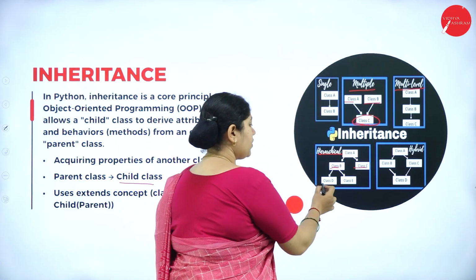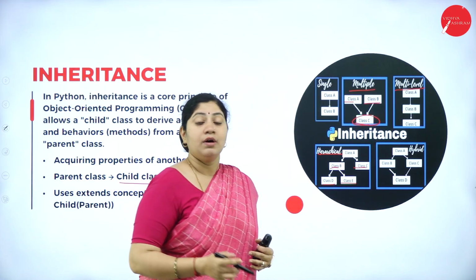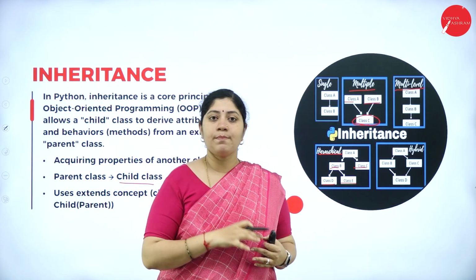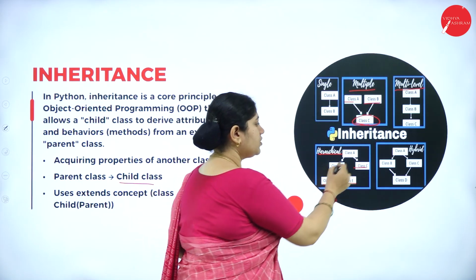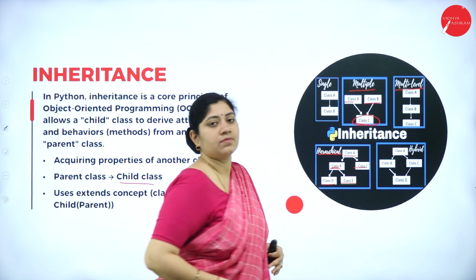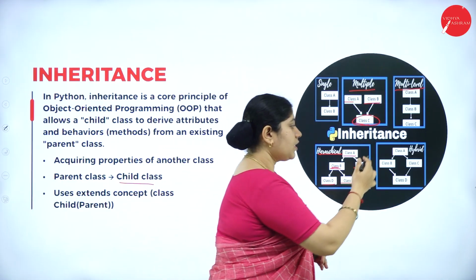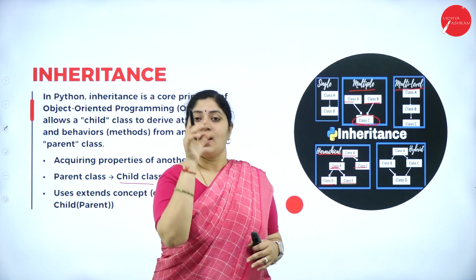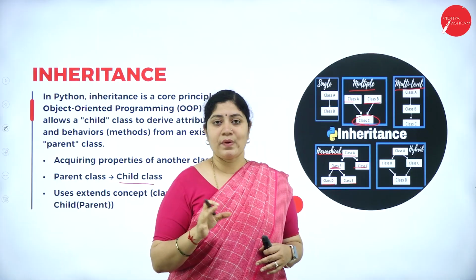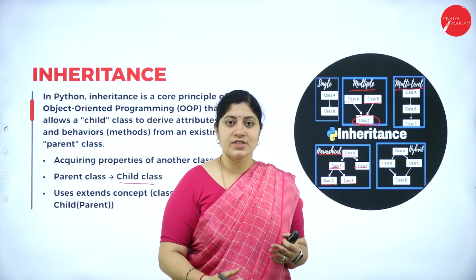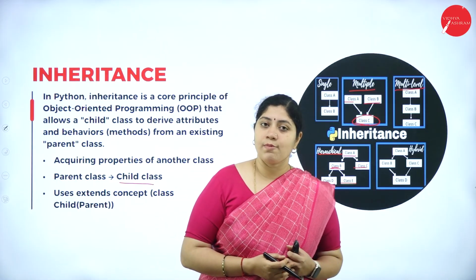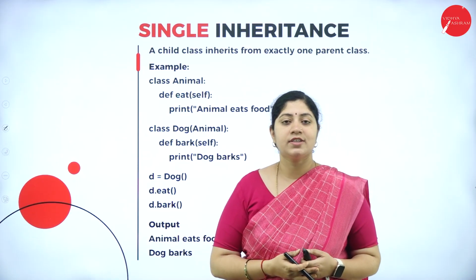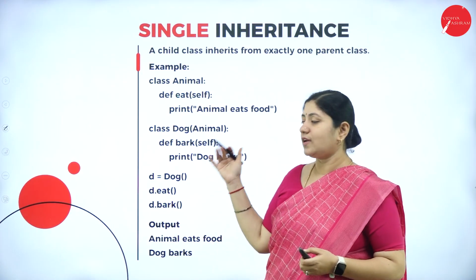Next, for the second level, we have class D and class E, which are completely dependent on the base classes, just class A and class B. Clear? The next type is hybrid inheritance, where a hybridization of class formations can be seen. Let's see the first one, that is single inheritance.